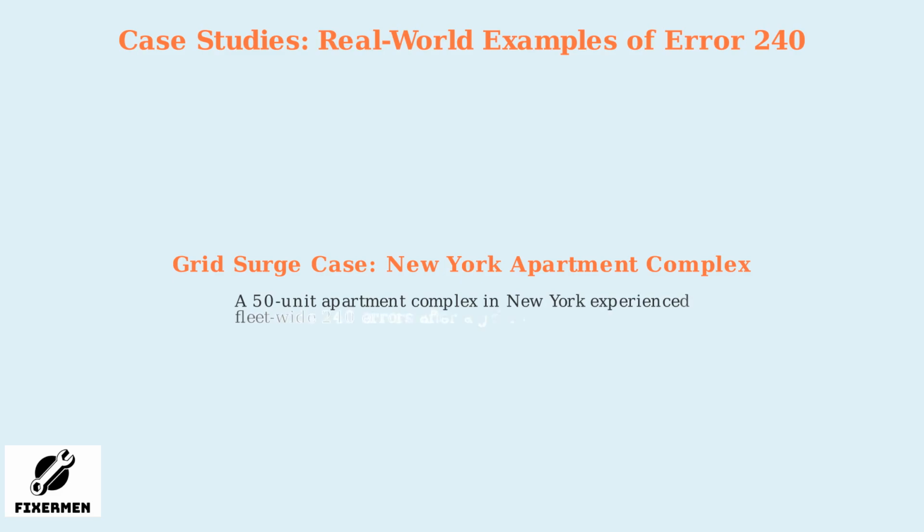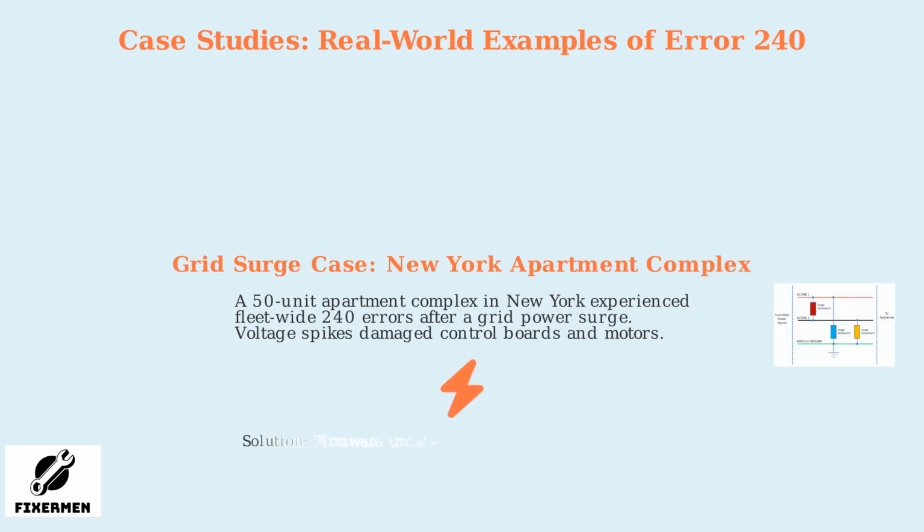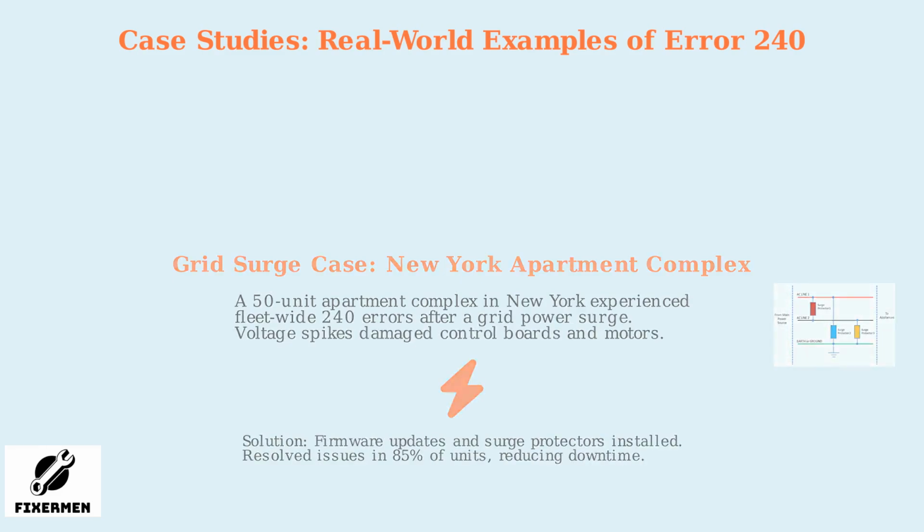Next, a New York apartment complex faced widespread errors after a grid surge. Voltage spikes damaged multiple units' control boards. Lennox technicians implemented firmware updates and added surge protectors, resolving 85% of issues and drastically reducing downtime. This highlights the importance of surge protection in multi-unit installations.